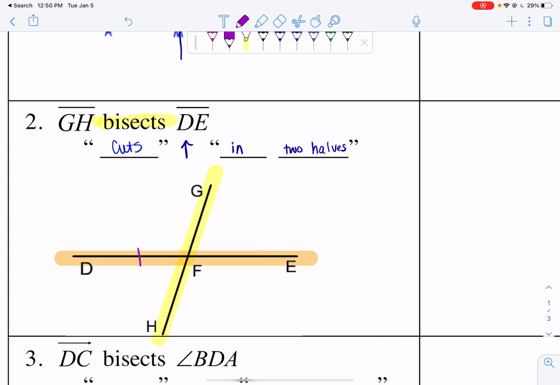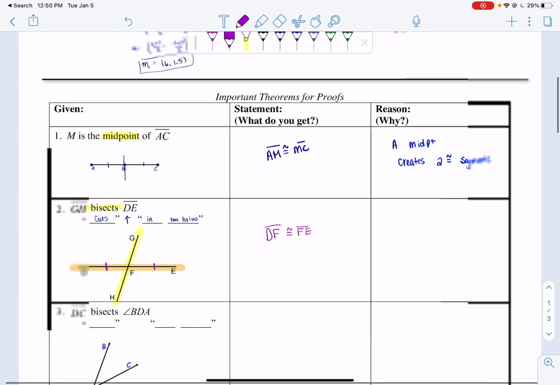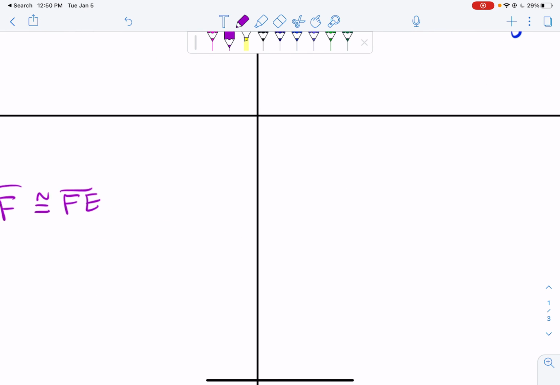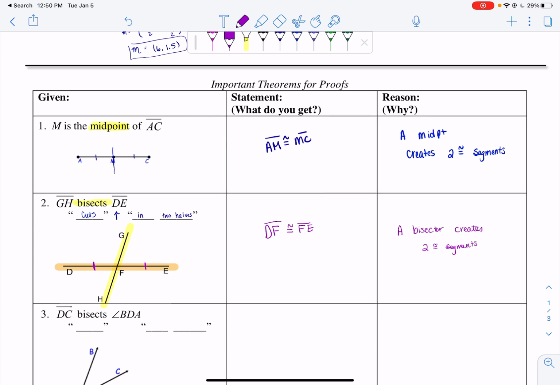So I can say DF is congruent to FE. And the reasoning is a bisector creates two congruent segments.